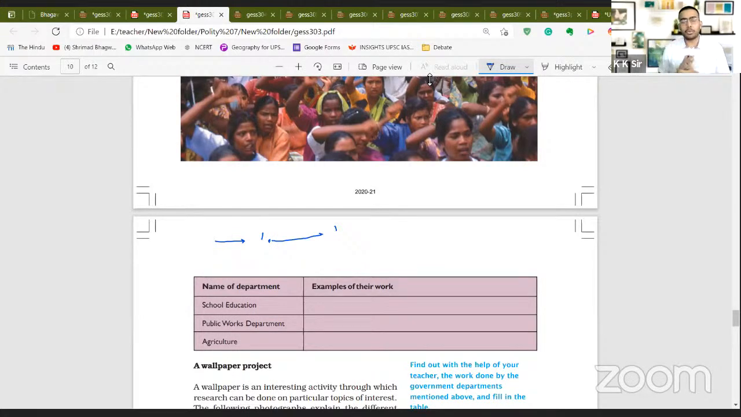You can create your own notes with a mixture of what I am teaching, because I am giving many inputs which are not there in the book. Especially in polity, you will find many such references because it's very current oriented. So I'm giving that, and you can do that.